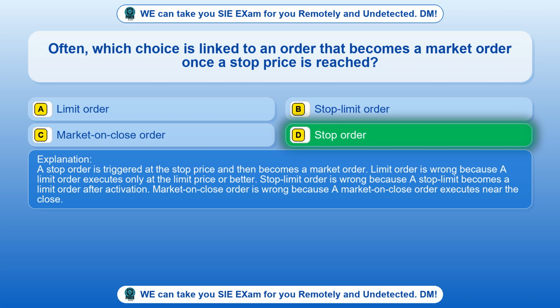Limit order is wrong because a limit order executes only at the limit price or better. Stop limit order is wrong because a stop limit becomes a limit order after activation. Market on close order is wrong because a market on close order executes near the close.